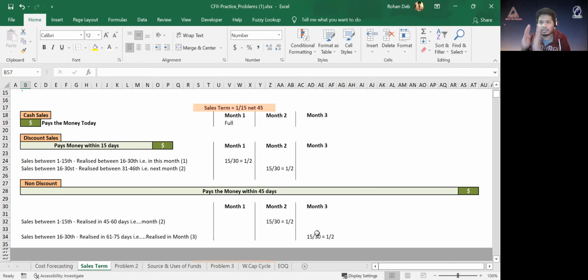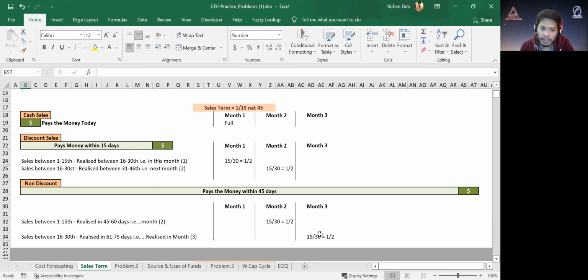First is 30 days, 1 to 30, 31 to 60, and 61 to 75. So 61 to 90. So here 61 is this one's 15 by 30, equal to 1 by 2. I hope the concept is clear: sales between 1st and 15th are received within the first 15 days of the next month, and the sales between 16th and 30th are received in the first 15 days of month 3. That's why it's 15 by 30 here and 15 by 30 here.